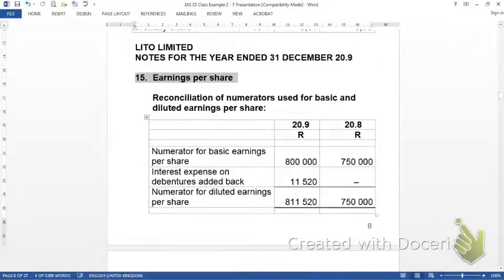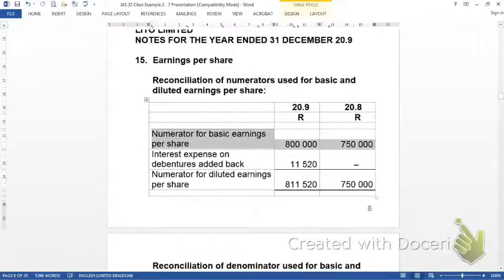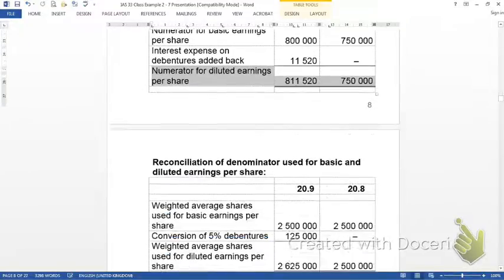What you have to do here is show the reconciliation of the numerator used for the basic and diluted earnings per share. So there's the numerator for the basic earnings per share. You've got to show the adjustment that you made to get to the diluted earnings per share. So basically all the calculations that you did are now shown in your disclosures. But please, when you are asked to give the disclosure, don't mix it with the workings. Never mix it with the workings.